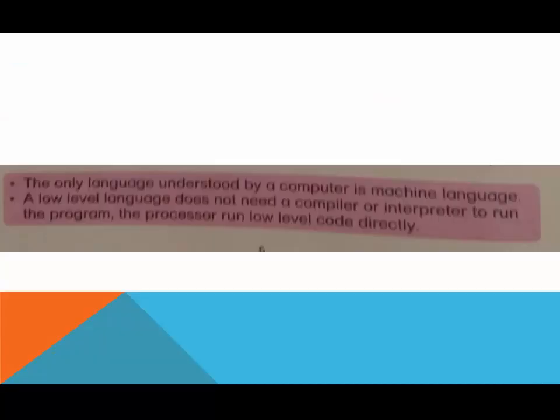Moving on, the only language understood by a computer is machine language. A low-level language does not need a compiler or interpreter to run the program. The processor runs low-level code directly.